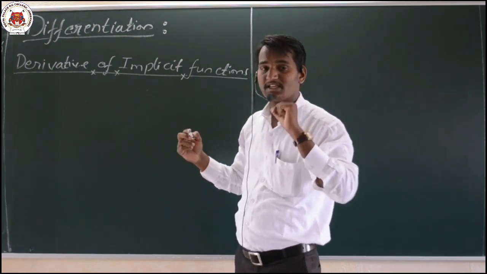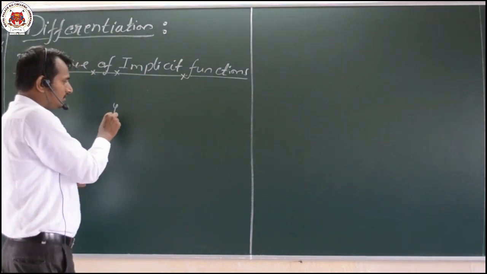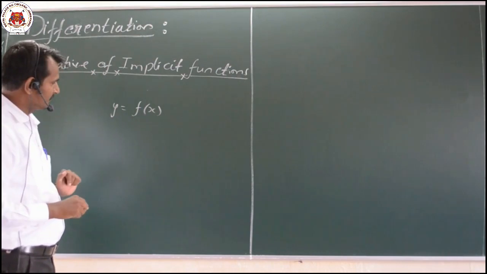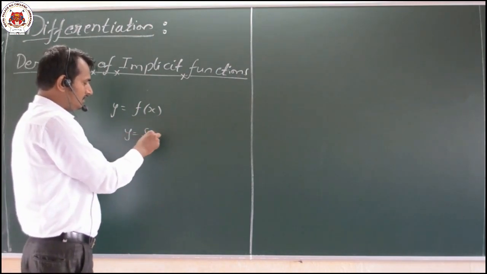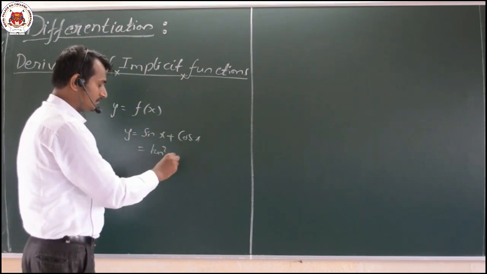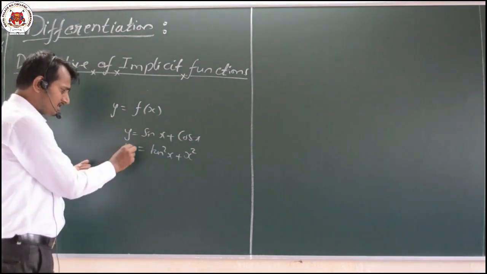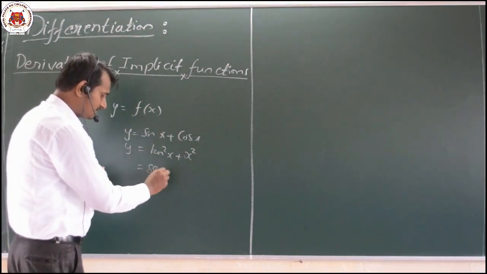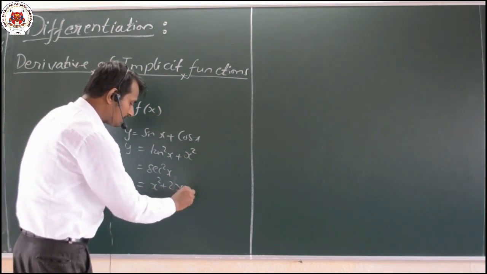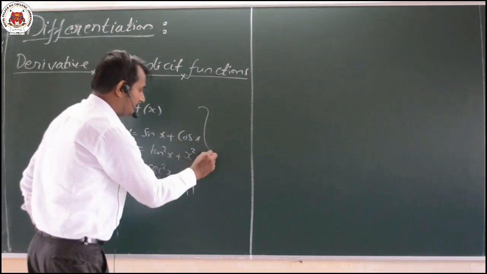Implicit and explicit function, let us discuss this a little. Now you already learnt the function y is equal to f of x. Here if you are having a function y is equal to f of x, examples I can take: y equal to sin x plus cos x, or tan square x plus 1 plus x square, or secant square x, or x square plus 2x plus 1. These are all examples related to our explicit function.